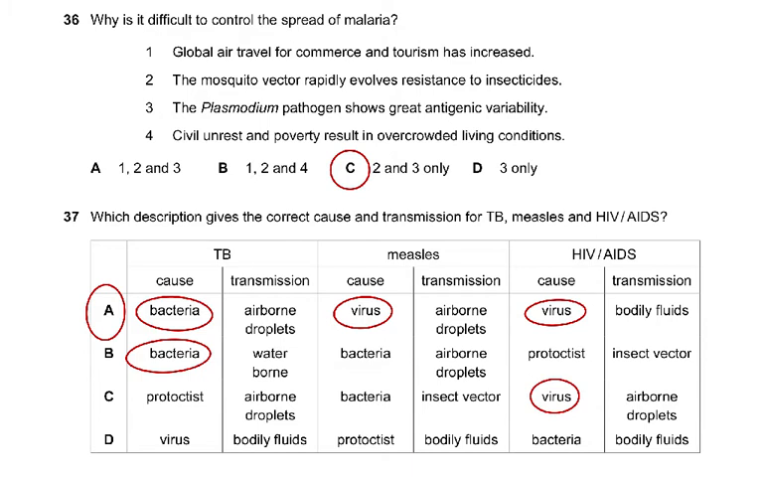Then civil unrest and poverty results in overcrowded living conditions. Overcrowded living conditions will only work if there is an airborne droplet infection. Then of course people are coughing into each other's faces, and then of course that could result in the spread of a certain disease. But overcrowded living conditions would not result in the spread of malaria. Malaria needs an insect vector, and that insect vector is the female Anopheles mosquito. And the causative organism is Plasmodium, which is a protoctist, a protozoa. So, question 36, the answer was C, 2 and 3 only.